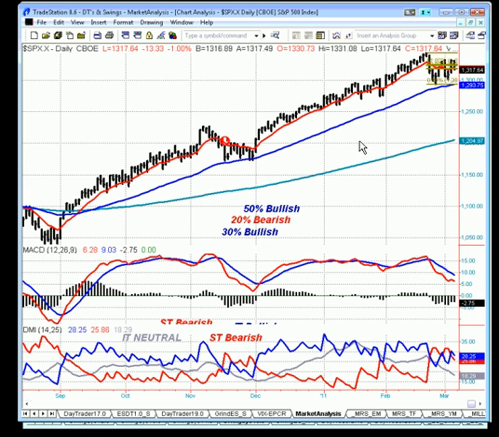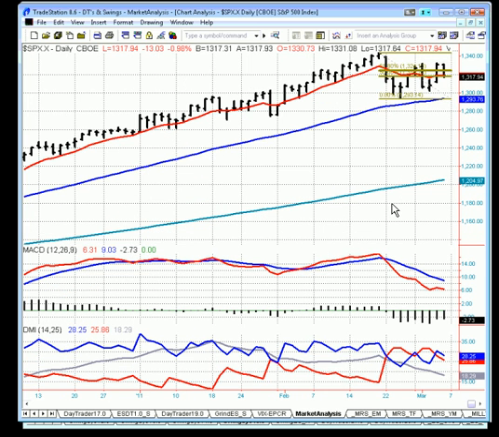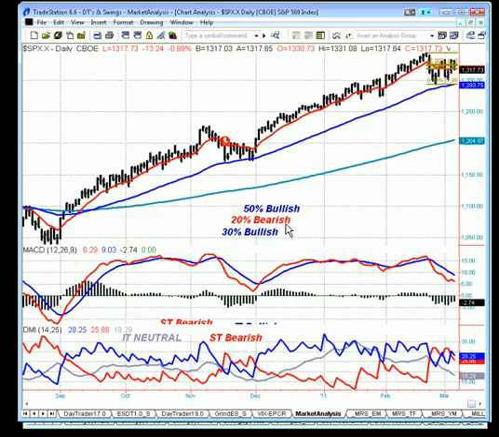Here's the daily chart. As you can see, we're holding directional movement as short-term bearish, intermediate-term neutral, just like last week, although arguably a bit short-term neutral. Momentum is certainly short-term bearish. There we go. But as you can see, from a trend following perspective, we're still 80% bullish on the market. There you have it right there.